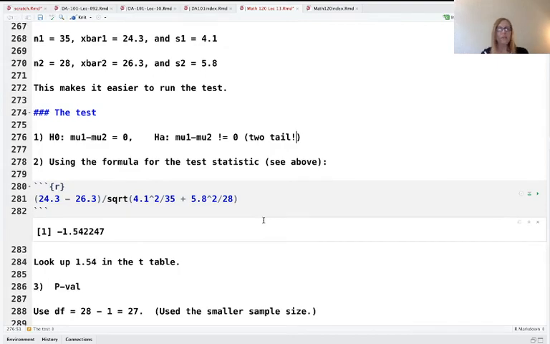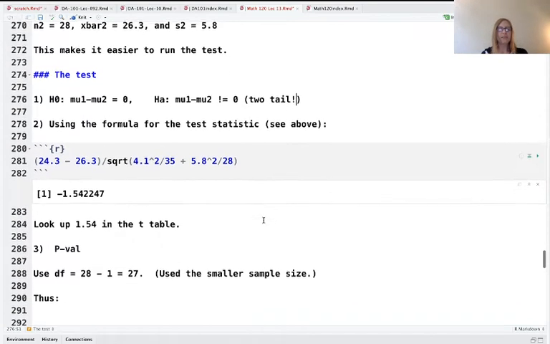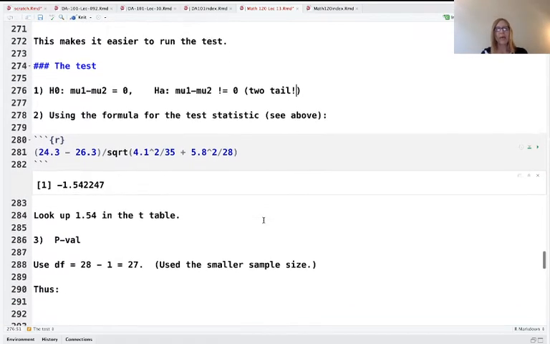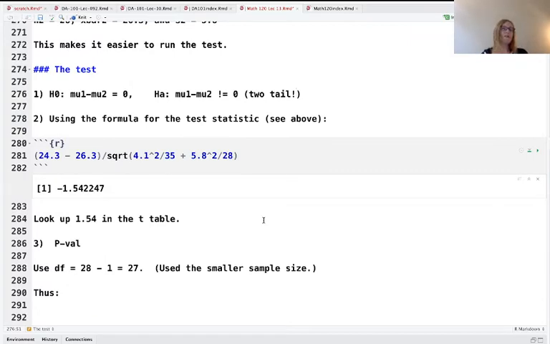We need a degrees of freedom for this stuff. I'm going to use the smaller of the two sample sizes. Remember, Pizza Hut was sample size 35. Donato's was sample size 28. Here, we're going to use the smaller one. 28 minus 1 is 27. That tells me where I'm going to look on the table. So our test statistic is 1.54. Degrees of freedom is 27.